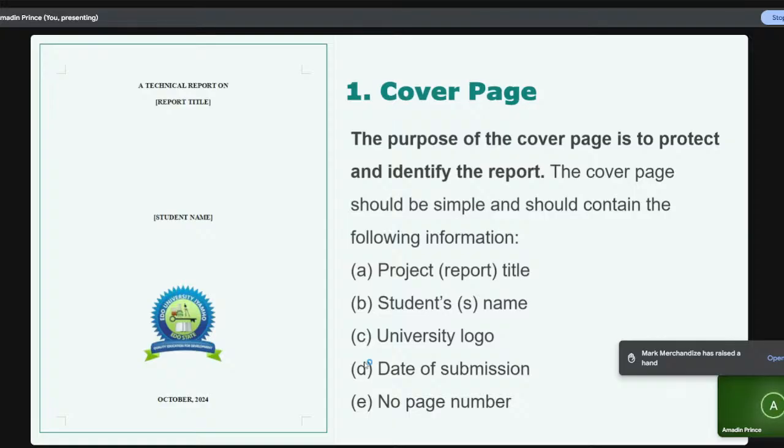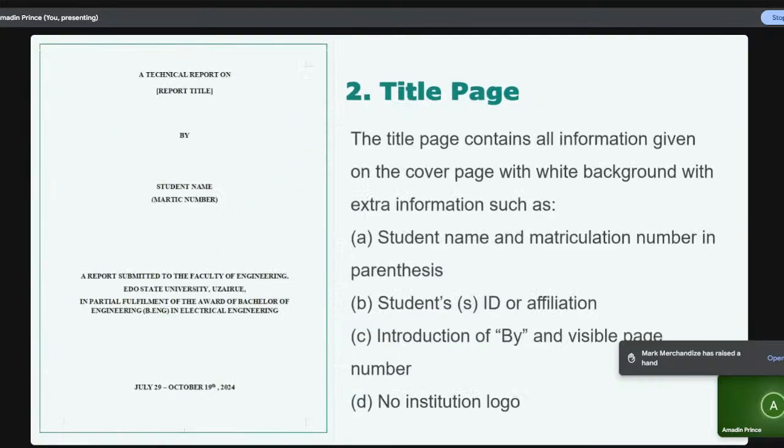So, the date of submission, and one last thing, it does not have a page number. It must not and will not have a page number. So let me come again. The project title, student name, university logo, date of submission, and no page number, just like you see on your left hand side. Now we'll move on to the title page.